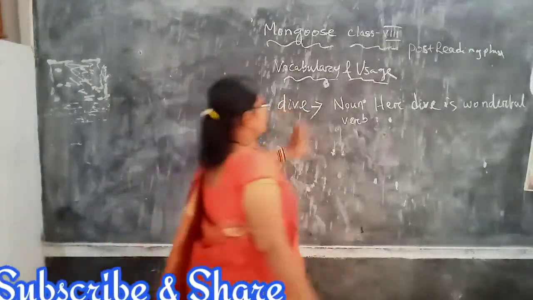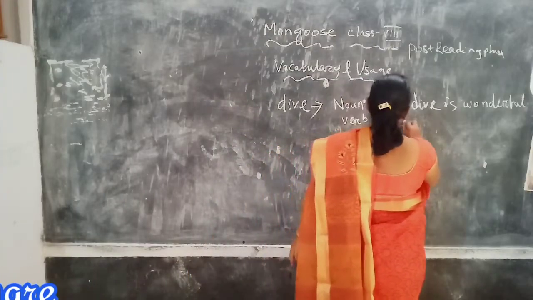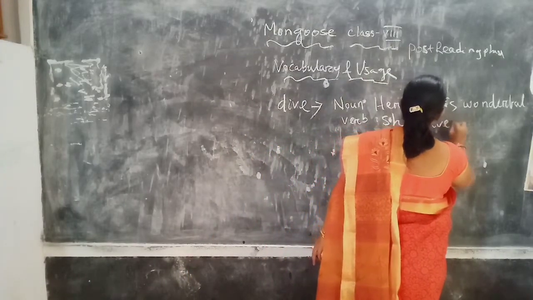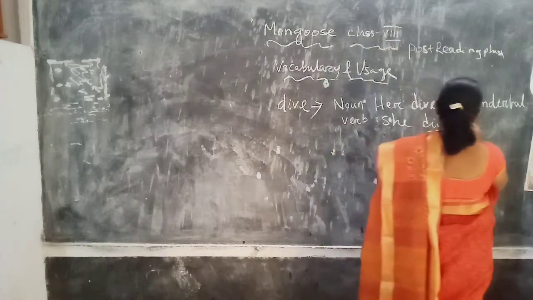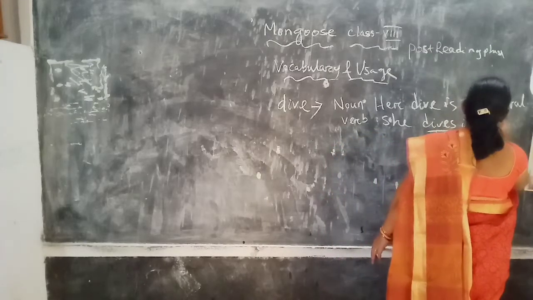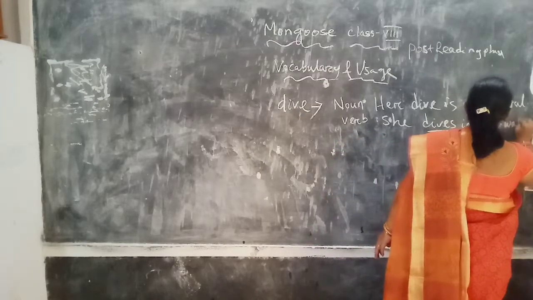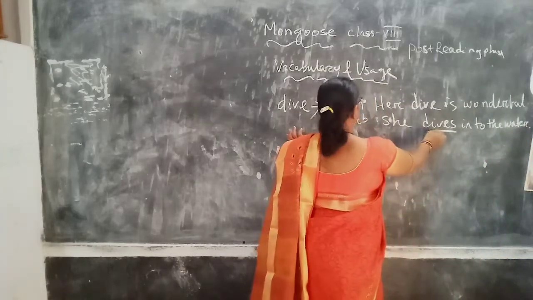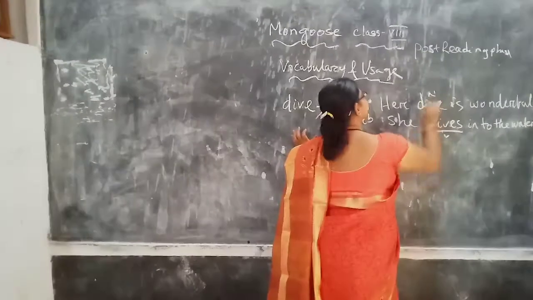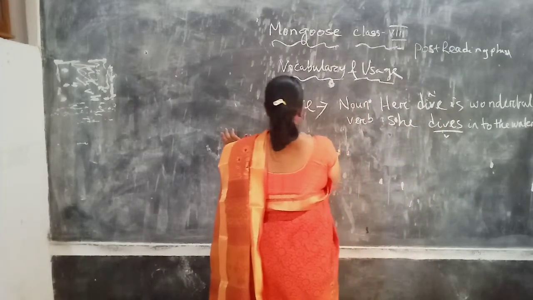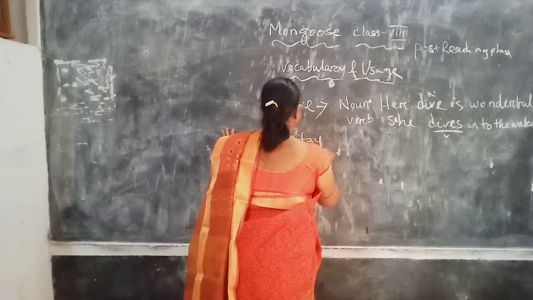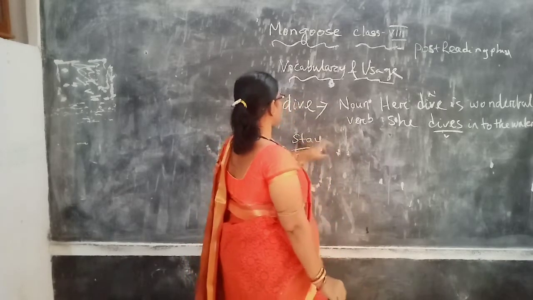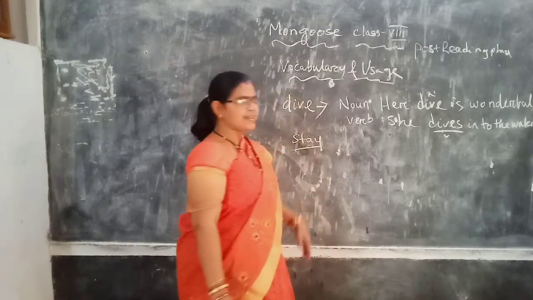Now, she dives into the water. Here it is used as a verb. She dives into the water. Here dive is a verb. Here dive is a noun. Now stay. Can you make a sentence using stay as a noun and stay as a verb?